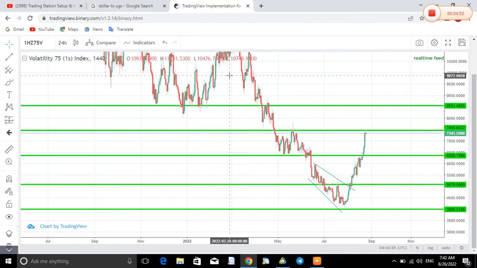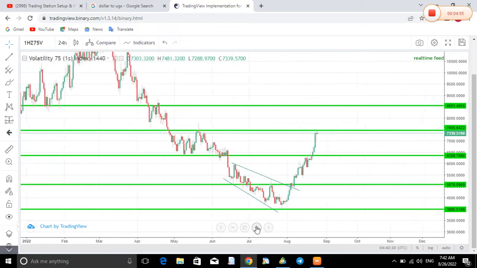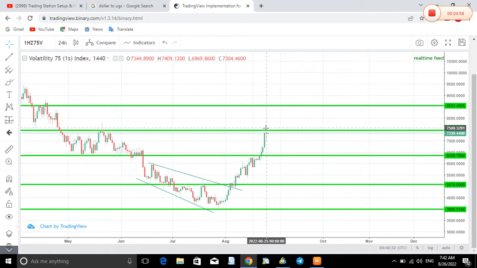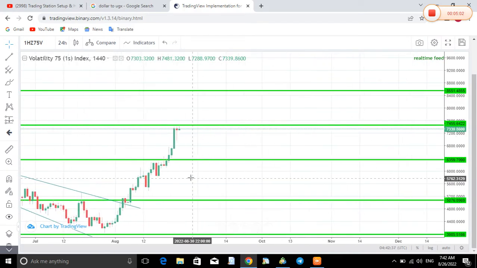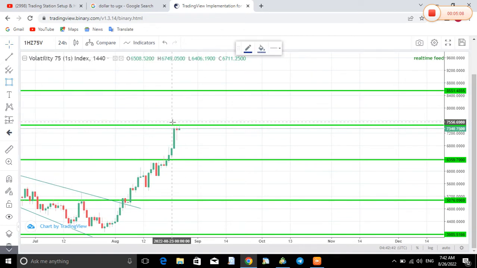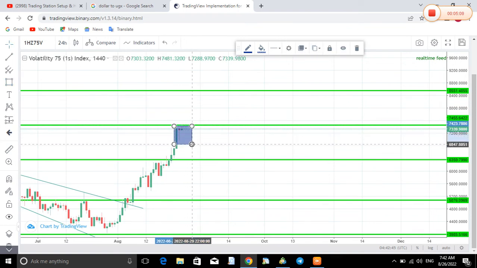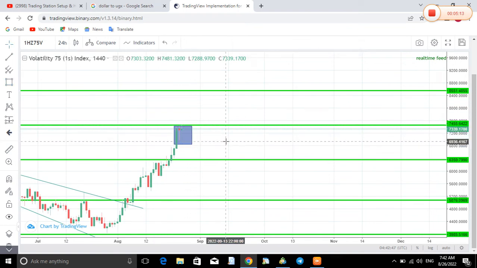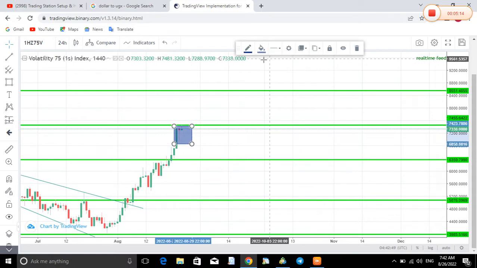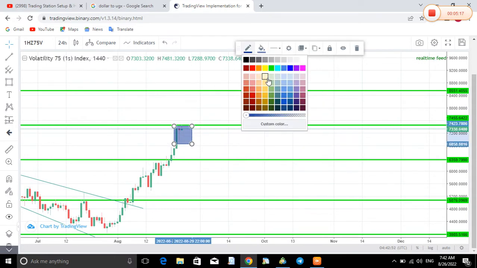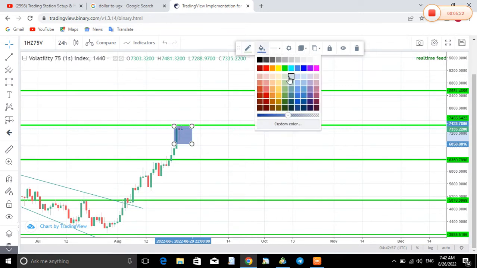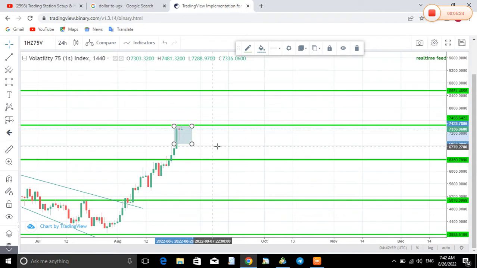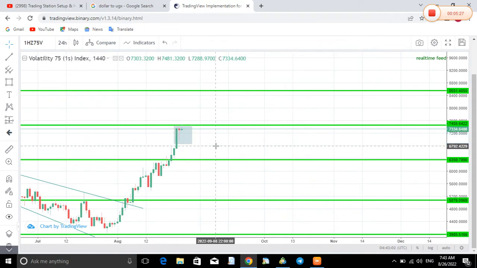Now the second rule: I can clearly see that on our daily close we had a candlestick pattern. Let me try to zoom out. We had a candlestick pattern, and this candlestick pattern is named the hanging man. Let me try to make this a little bit clearer. So we had the hanging man on this particular resistance level.